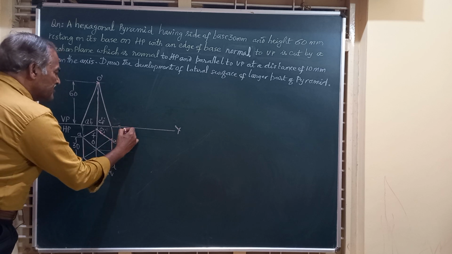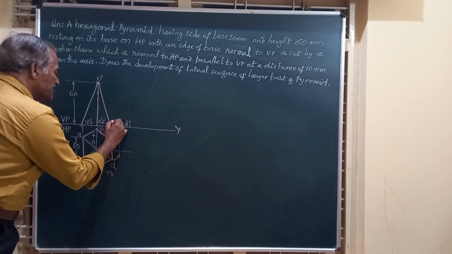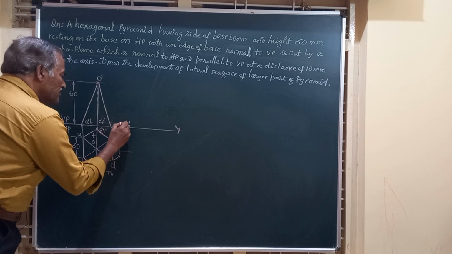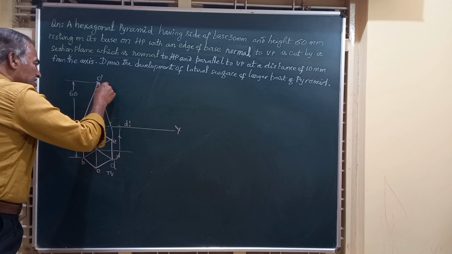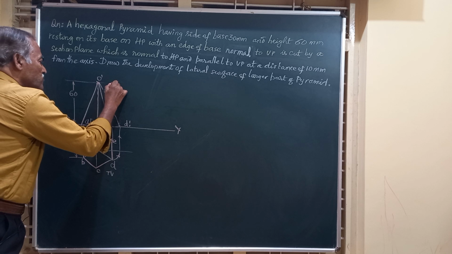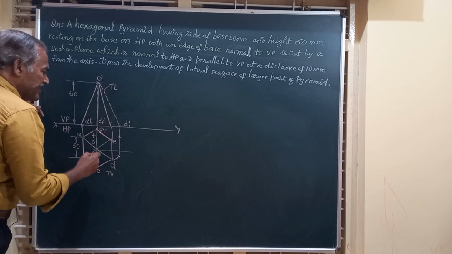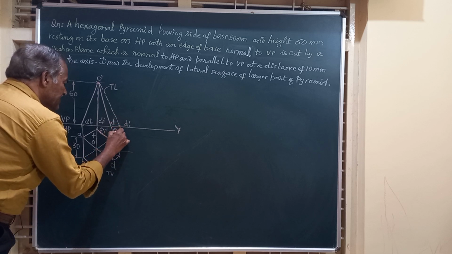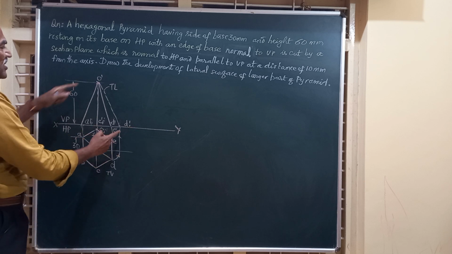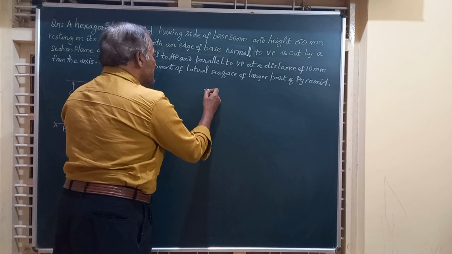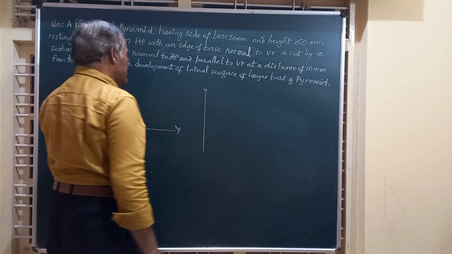Friends, we will call this D1 dash, and this is D dash E dash. Let us join this D1 dash to the vertex by a dotted line, and this line will represent the true length TL of this slant edge. And here I have to mark D dash, E dash. Friends, we have got the true length, that is O dash to D1 dash is the true length. So using that true length, let us commence the development of the lateral surface.